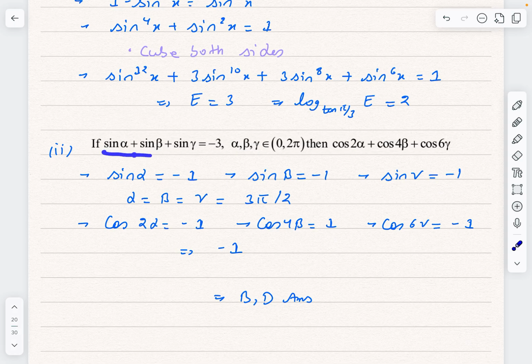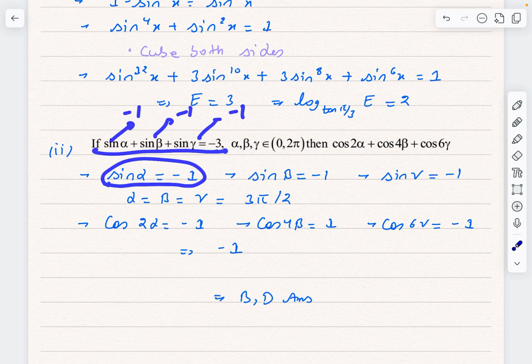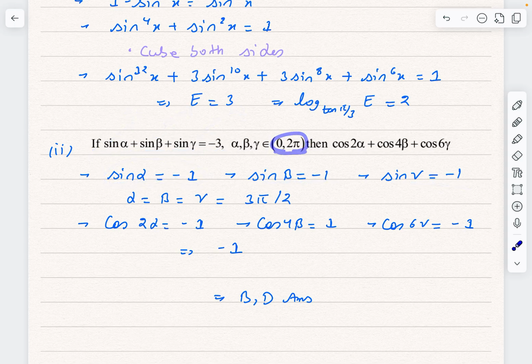Next, sine alpha plus sine beta plus sine gamma is minus 3. See, sine minimum value is minus 1. It cannot be less than that. So the minimum is minus 1, minimum minus 1, minimum minus 1. So this will be minus 3 only for all minus 1. And in 0 to 2 pi, the value will be minus 1 at 3 pi by 2. At 270 degrees, sine will be minus 1. So alpha, beta, gamma will be 3 pi by 2.